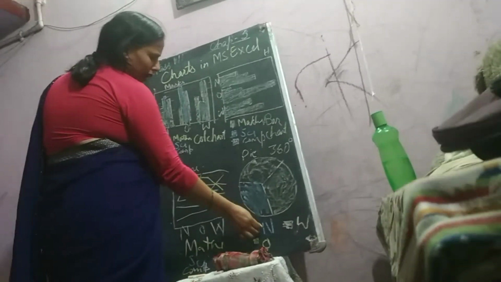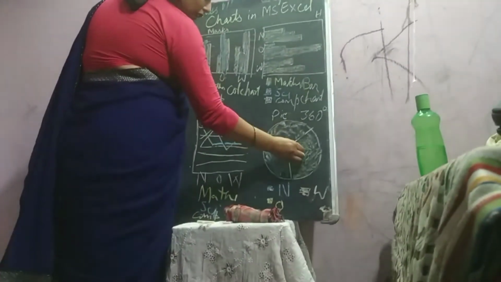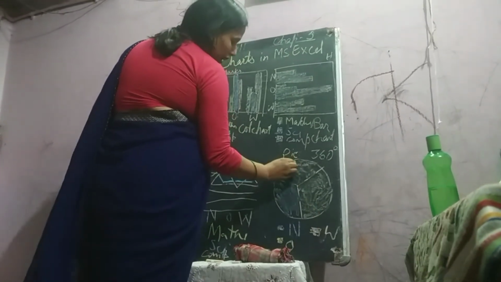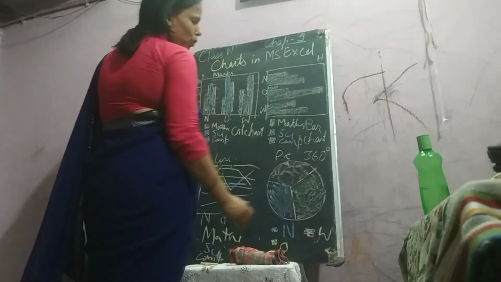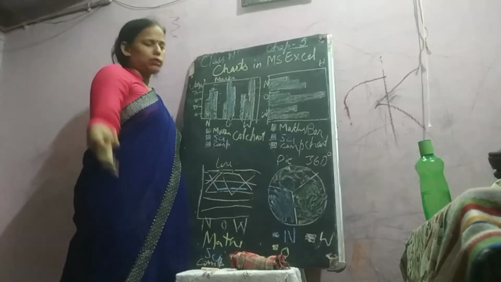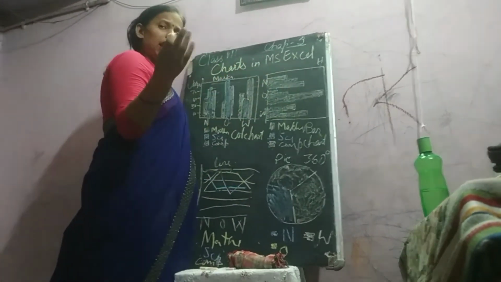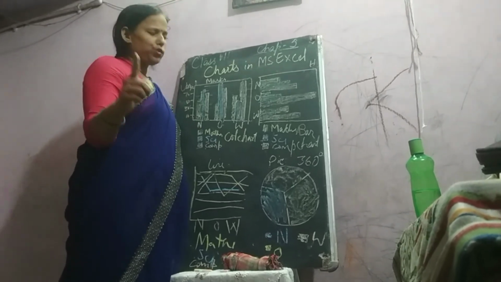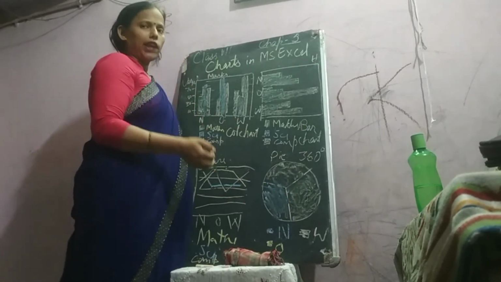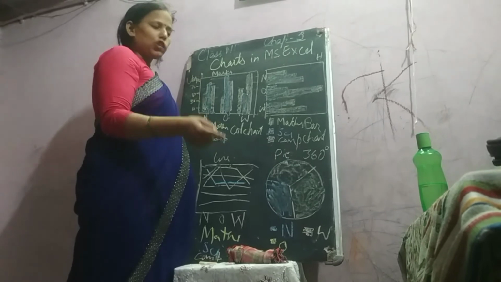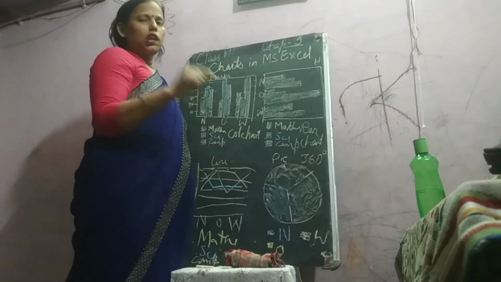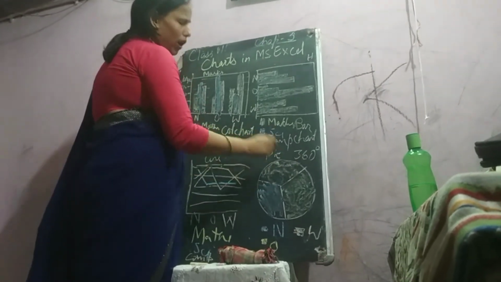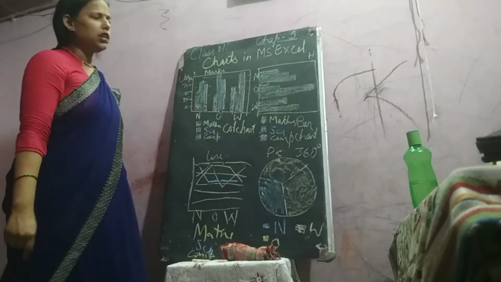Blue indicates N student, yellow indicates O student, and skin color indicates W student. So we can't categorize it subject wise. If you want by subject, you can compare only one student by subject. And if you want to compare all the students, then you have to compare it with their total marks. You can't compare it with the individual subject.